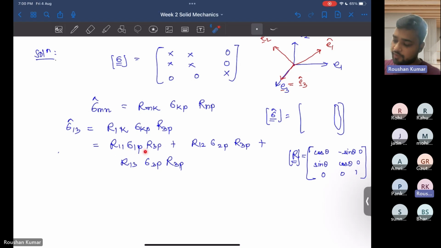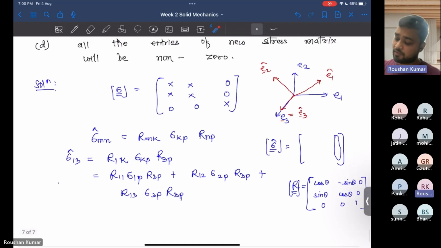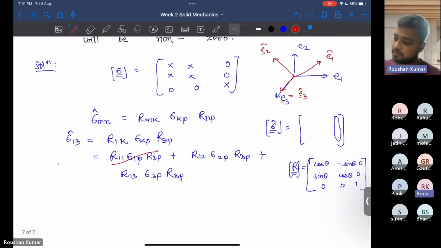But what is sigma 13? Sigma 13 is 0. So in this way, this term will be 0. Similarly, let's move on to the second term, sigma 2P. R3P here also, so R31 and R32 are 0, so this term will be 0 when P is equal to 1 or 2. When P is equal to 3, this is R33 and this becomes sigma 23, and sigma 23 is 0. So this term will also be 0.